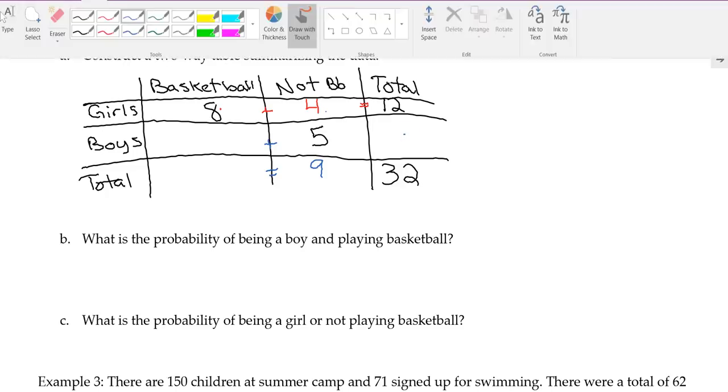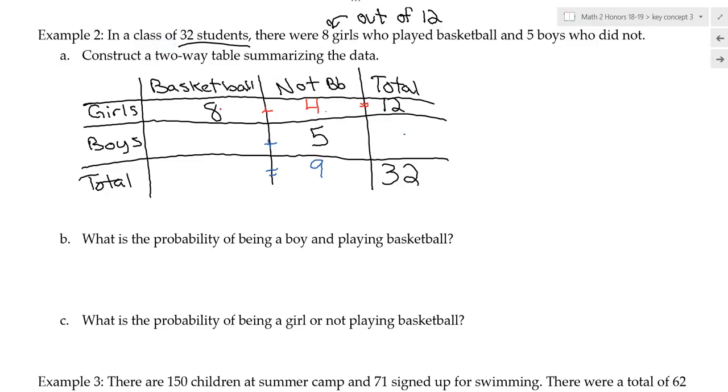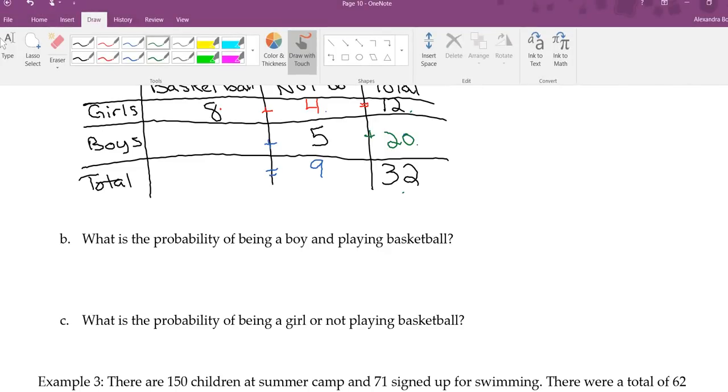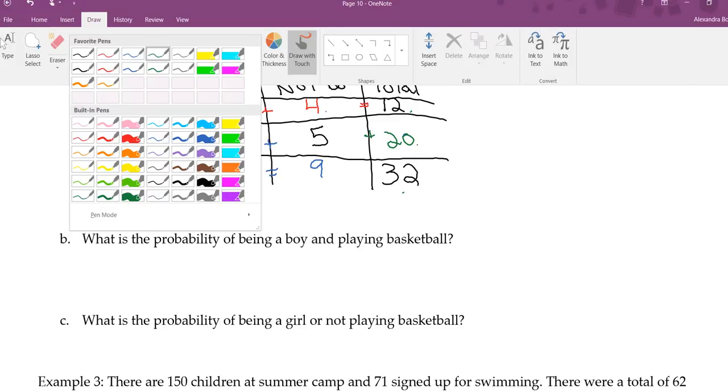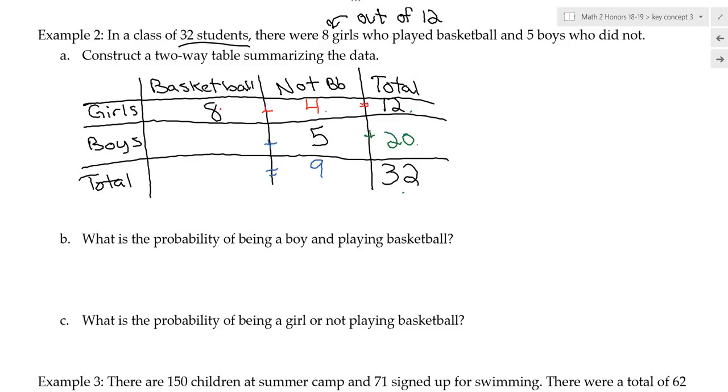I can find our total here. All right, 12 plus something equals 32, and that is 20. You can also do 32 minus 12 to get 20. Filling in here, blank plus 5 is 20. That's 15 plus 5 equals 20.